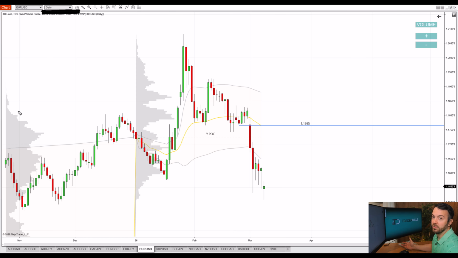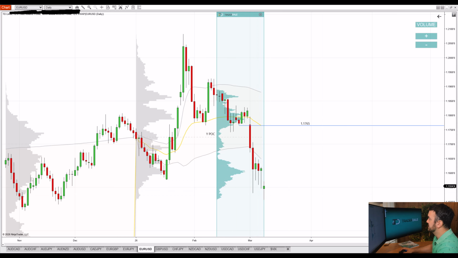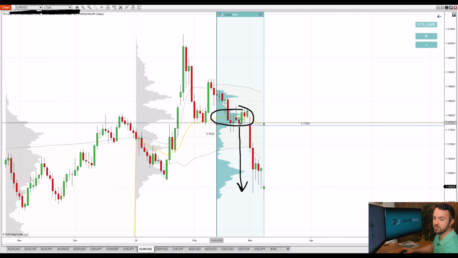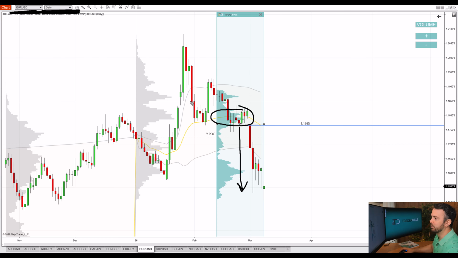So we are looking at the big picture, and here we are looking at the big picture of the euro dollar. So in here, there is a significant heavy volume zone, and from this heavy volume zone, rather strong sell-off occurred, right? By the way, this heavy volume zone is also the place where the heaviest volumes were traded throughout the whole year. It's a yearly point of control.